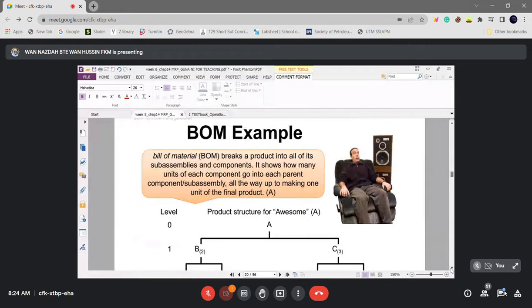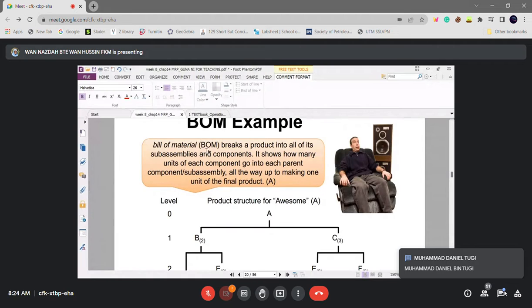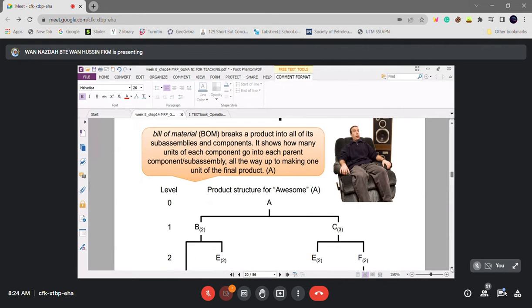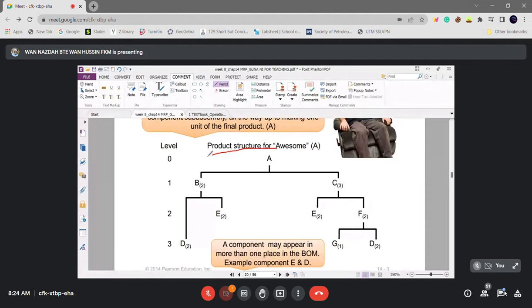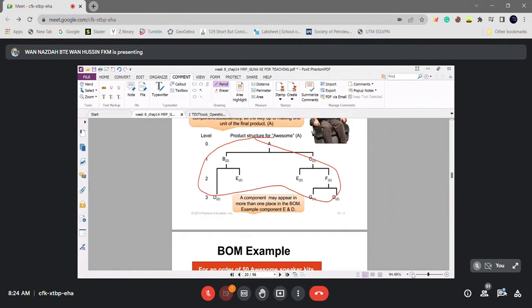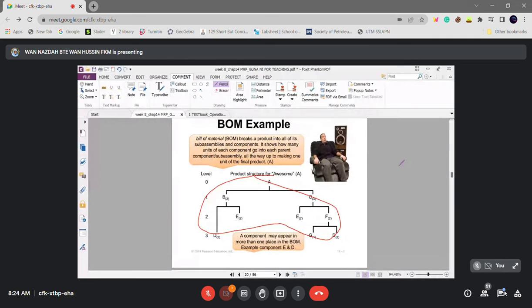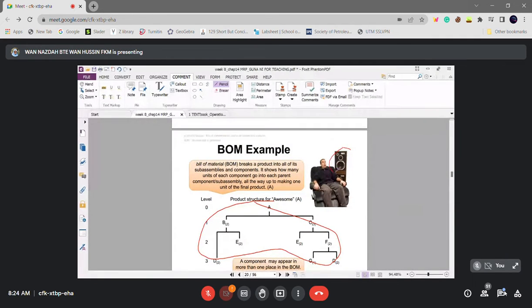All right. And if you define it, and if you present your bill of material schematically, this is what you will get. This is what we call the product structure. So this amplifier, for the product structure, it must have the level.